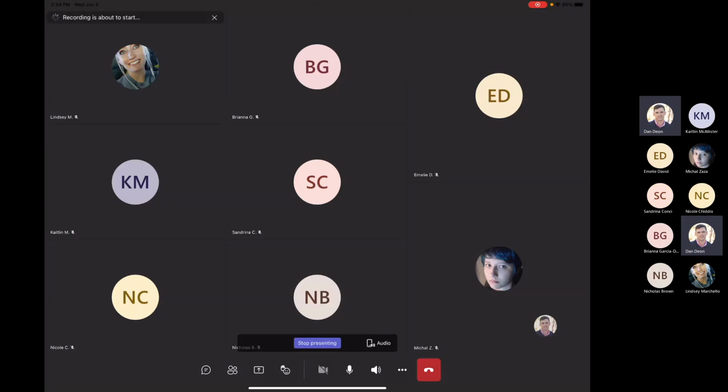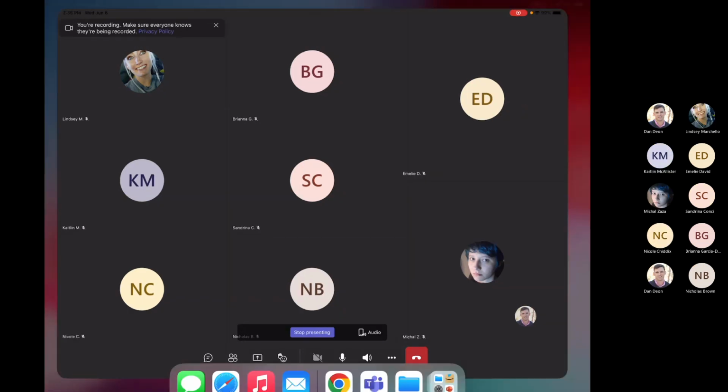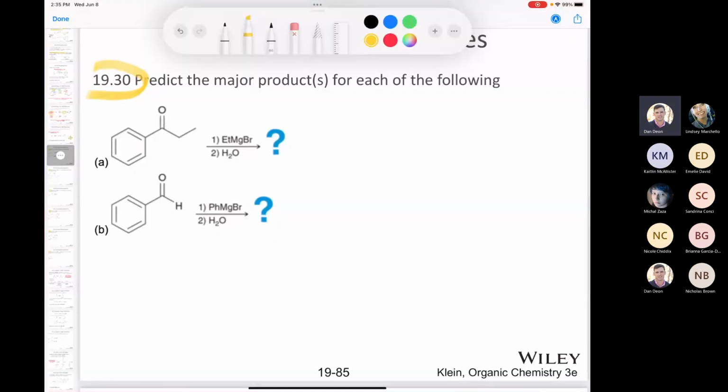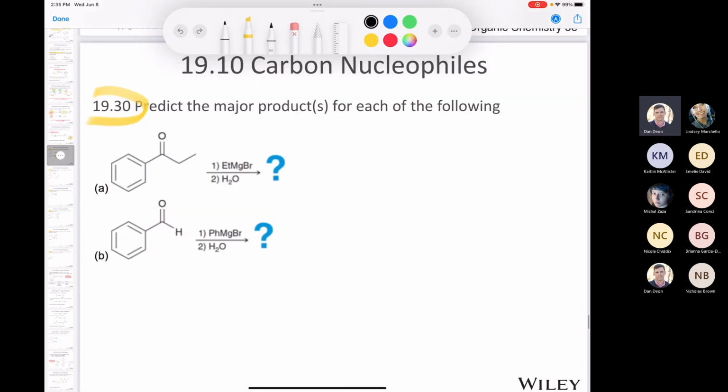And let's give it a try. Okie doke, predict the major products for each of the following reactions. You notice that both of them have a ketone or an aldehyde, and you see magnesium bromide. So these are Grignard reactions. So this is some practice on Grignard chemistry, which we looked at in the alcohols chapter.